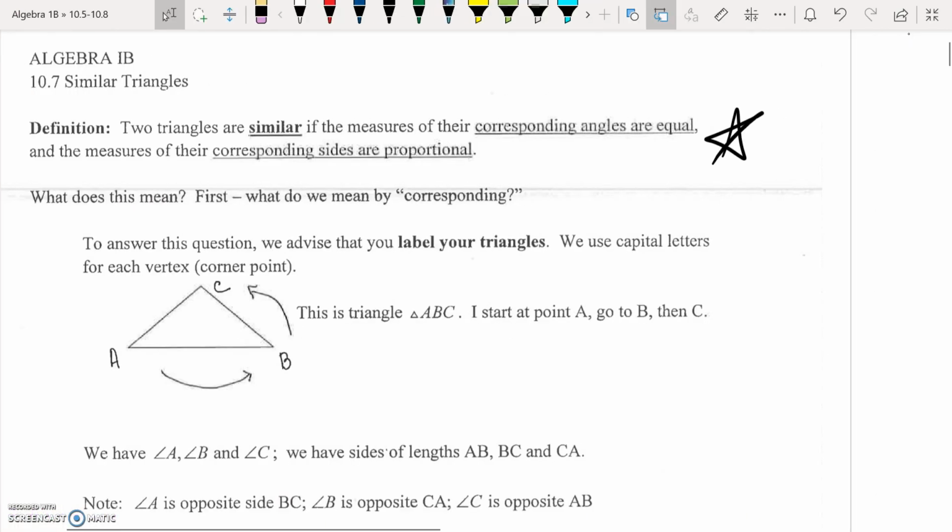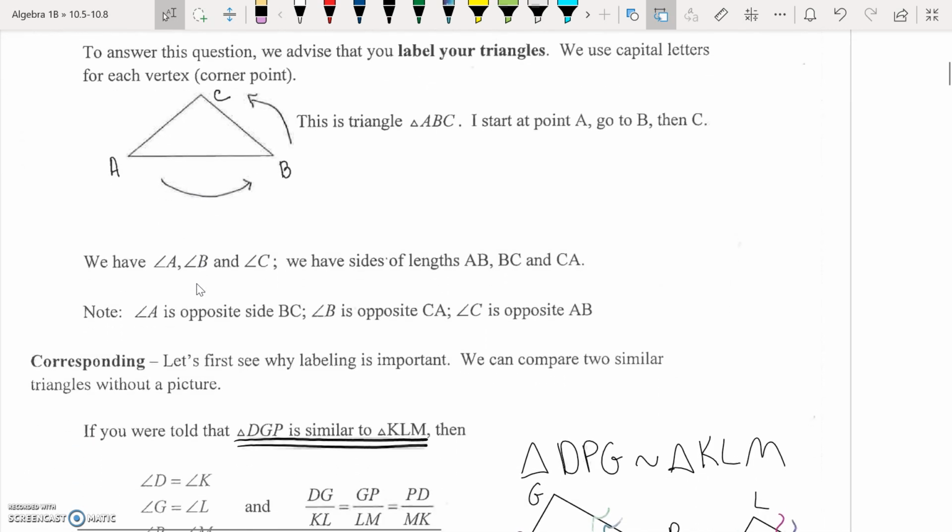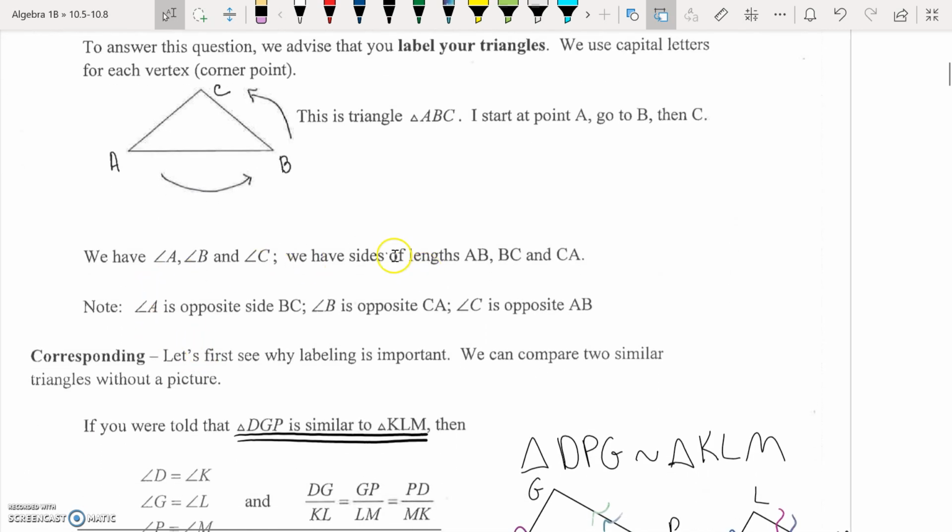This is an Algebra 1B lesson in geometry, specifically on similar triangles. And when we talk about similar triangles, we don't mean that they just kind of look alike. There is a specific proportion that we need to make sure we're looking at. To begin with, when we're naming a triangle, for instance, triangle ABC, we use the three vertices to name it. Every triangle has three sides and three angles that are mentioned here.